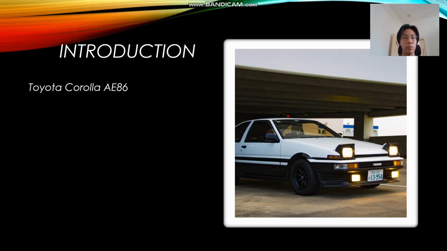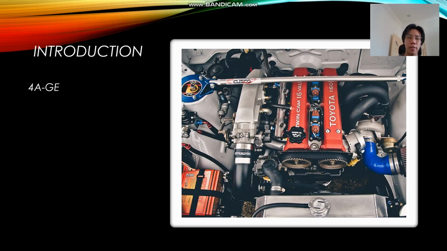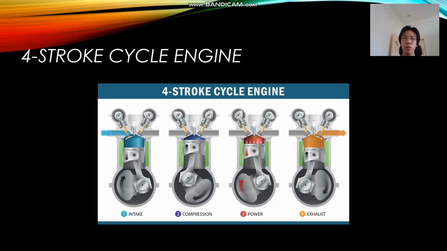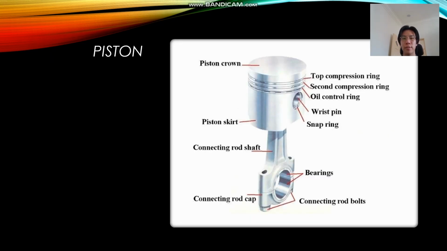So today my group will be talking about the Toyota Corolla AE86, or more specifically the 4A-GE engine that is found in the Toyota Corolla. We will be talking about the 4-stroke cycle engine, which has the 4 stages of intake, compression, power and exhaust, and we will be mainly focusing on the piston, which is the whole part of this project, and the piston will be explained further by my group mates.